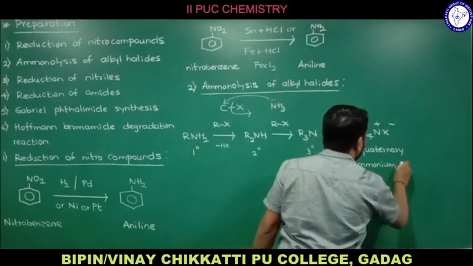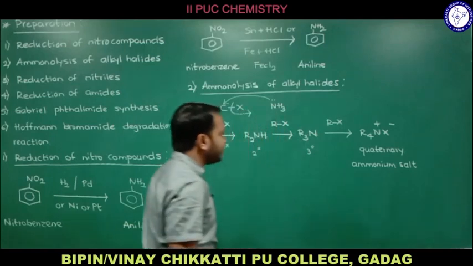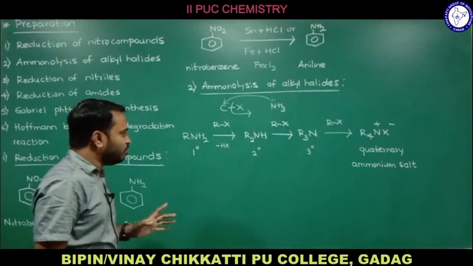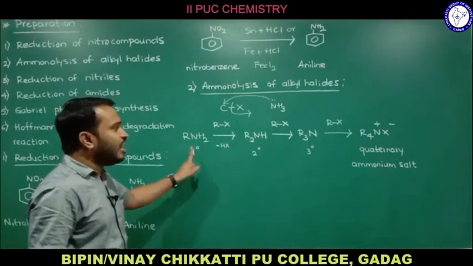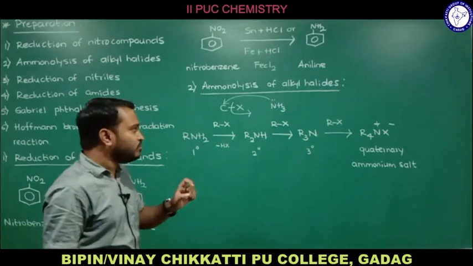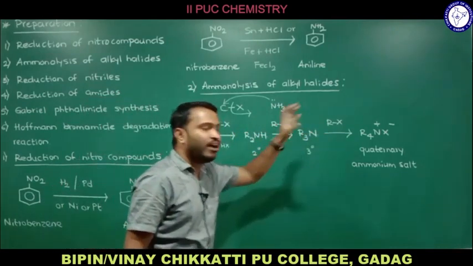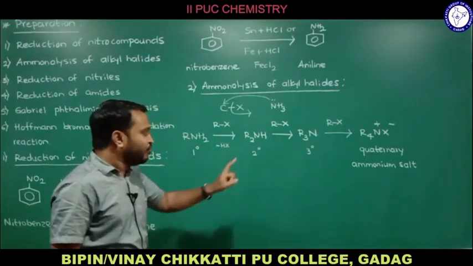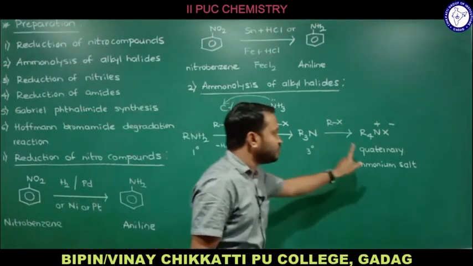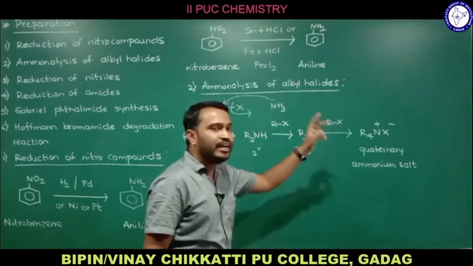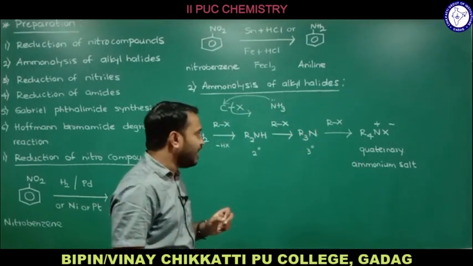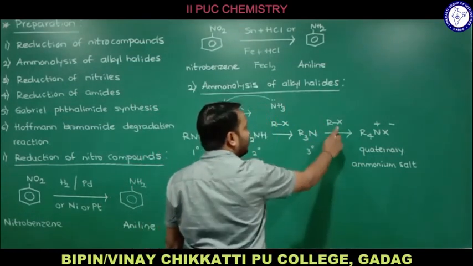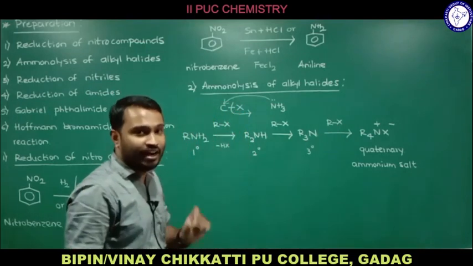This is an ammonium salt we are going to get. This is how the ammonolysis reaction takes place. And one more concept you need to remember: if you want to convert the primary amine into the respective ammonium salt, we need 3 molecules of alkyl halide. Whereas if you want to convert the secondary amine into the respective ammonium salt, we need only 2 molecules of alkyl halide, whereas if you want to convert tertiary amine directly into quaternary ammonium salt, we need only 1 molecule of RX, or alkyl halide.